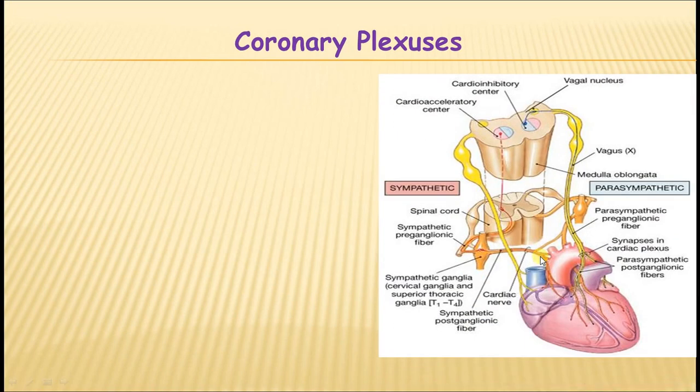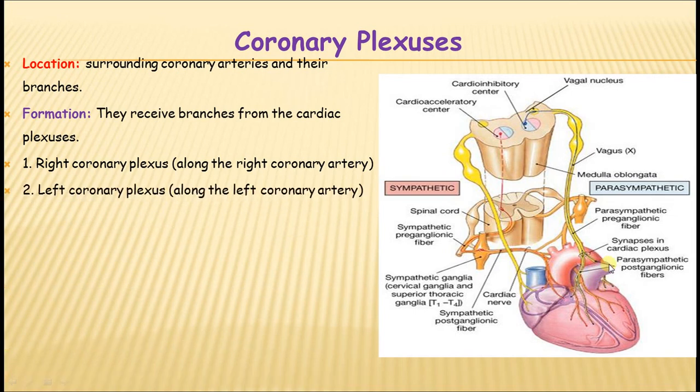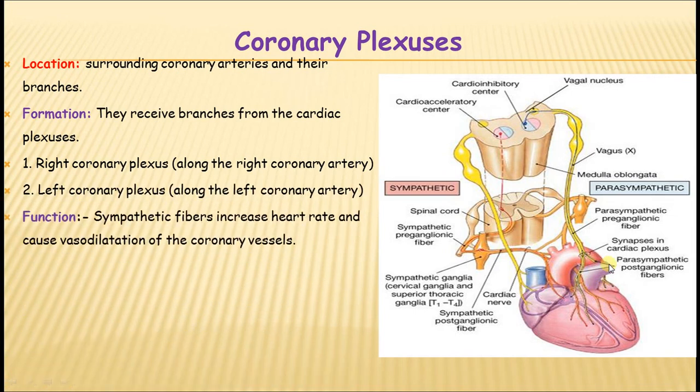Coronary plexus, they are again 2 in number, right and left. They are present along the right and left coronary artery. So they receive branches from the cardiac plexus. So the right coronary plexus is around the trunk of the right coronary artery. The left coronary plexus is along the left coronary artery. So sympathetic fibers increase the heart rate and cause dilatation of the coronary vessels, so increase the blood supply to the heart. That is the main function, whereas the parasympathetic vagus decreases the heart rate.